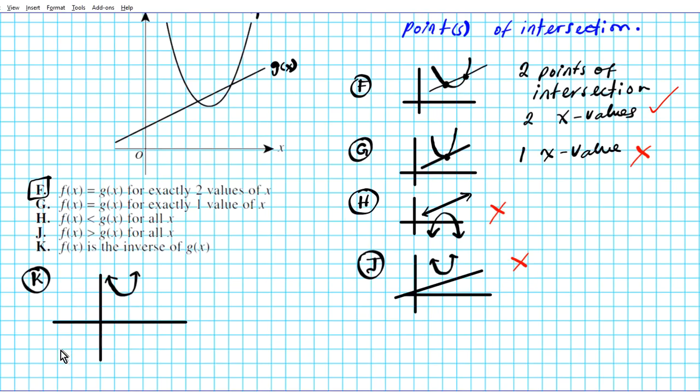So if that is f, what you have is a mirror. The mirror is the line y equals x. And then you basically reflect this line about this diagonal line right here. If you carry out that reflection, it's going to look something like this.